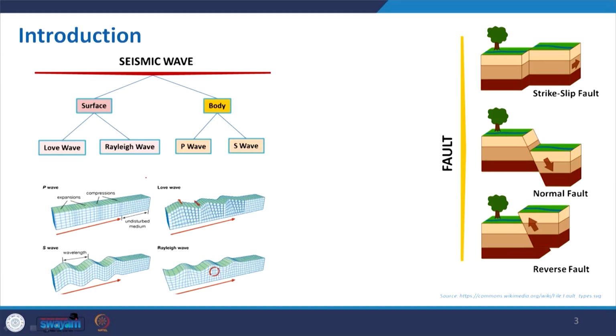Coming to the wave, as I already explained, when the depth is more, the wave will also propagate and span over a large area. Basically, seismic waves are classified into two categories, one for the surface and one for the body. The body has two types of waves, the P wave and the S wave, as you can see in the slide, whereas the surface waves can be the Love wave or the Rayleigh wave. So, what exactly is that, let us understand this.